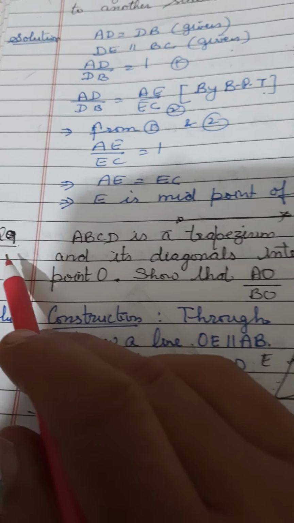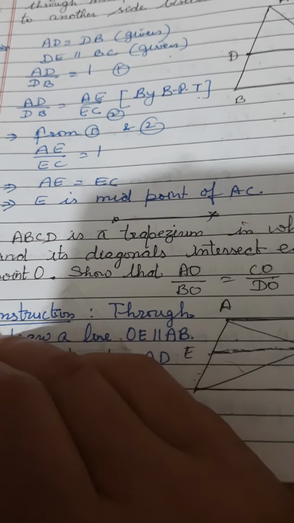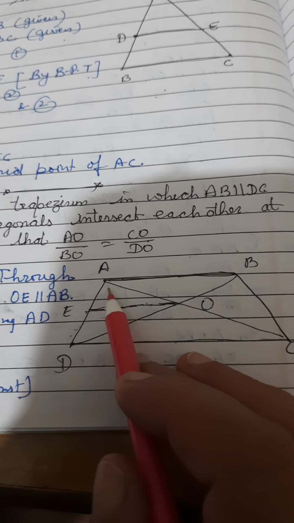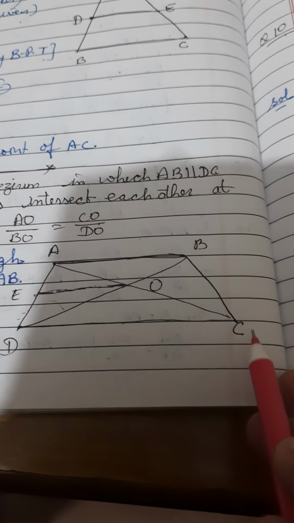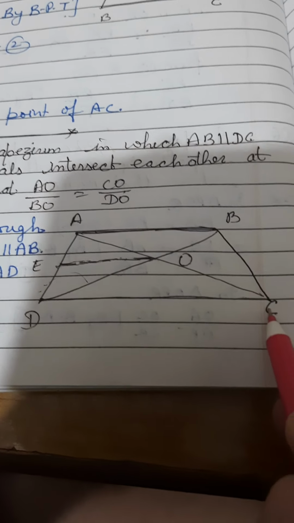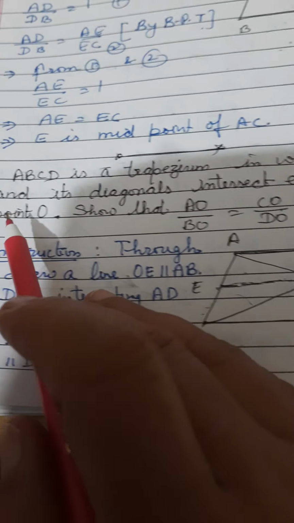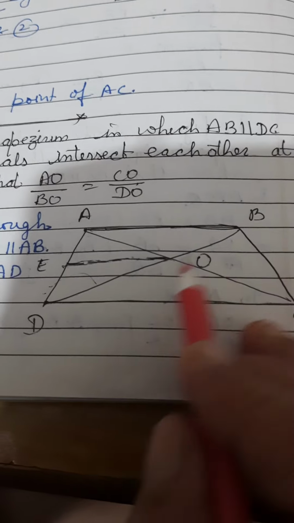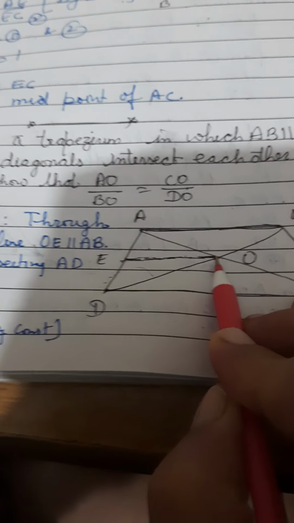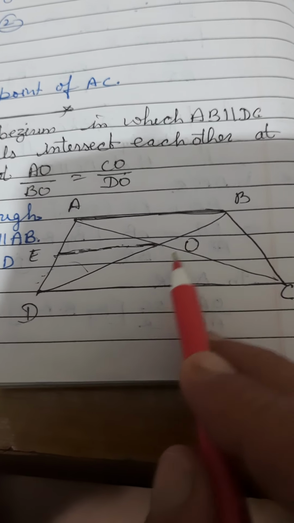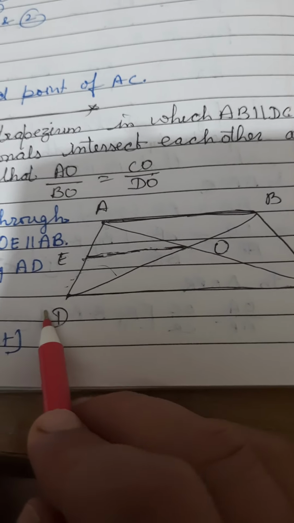Then we come to question number 9. ABCD is a trapezium in which AB is parallel to DC. Its diagonals intersect each other at point O, means AC and BD are intersecting at O. Show that AO by OB is equal to OC by OD.